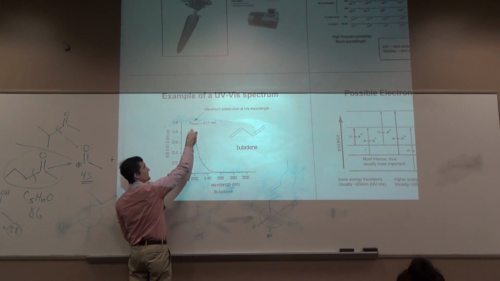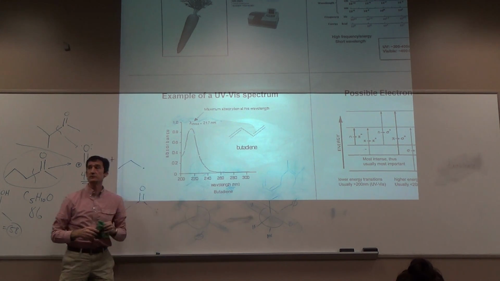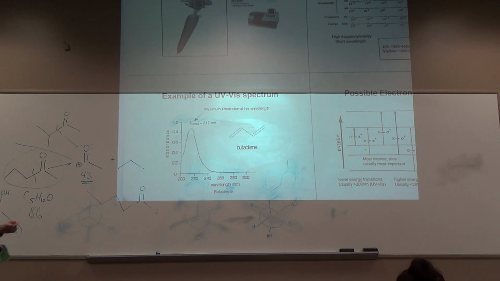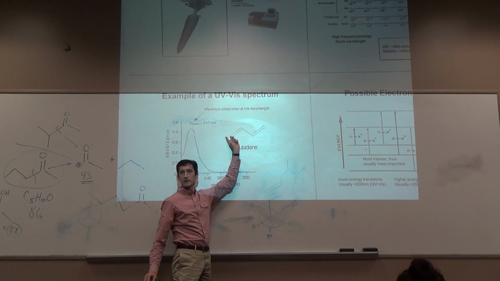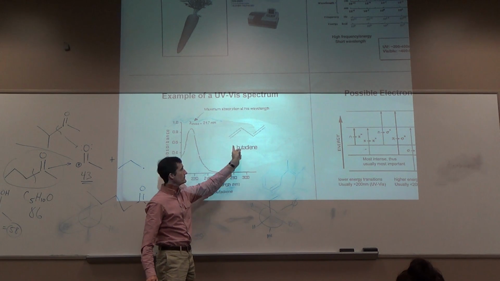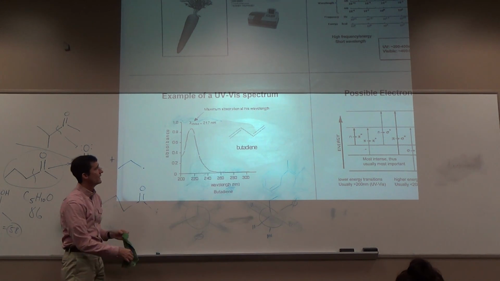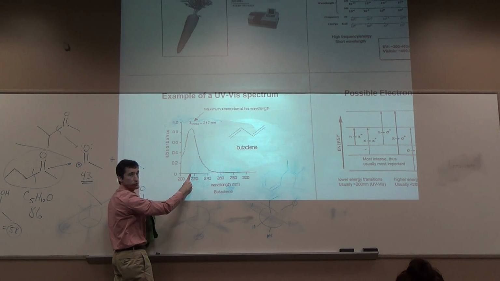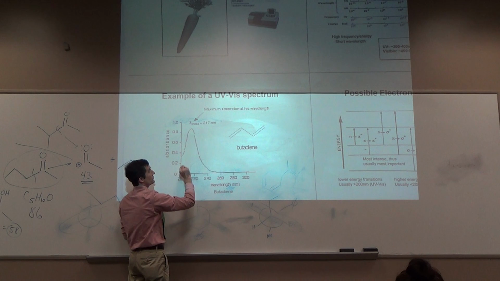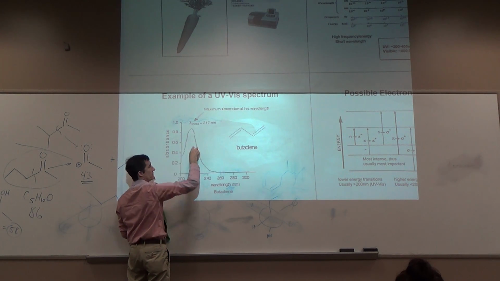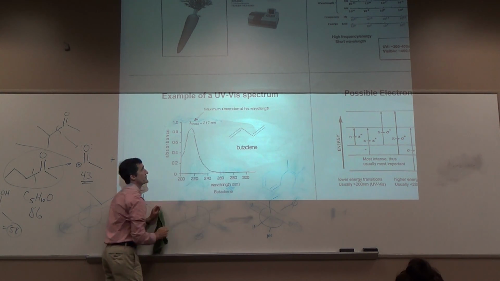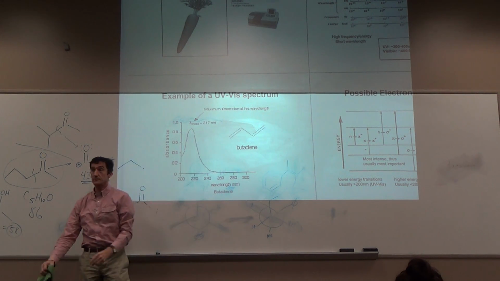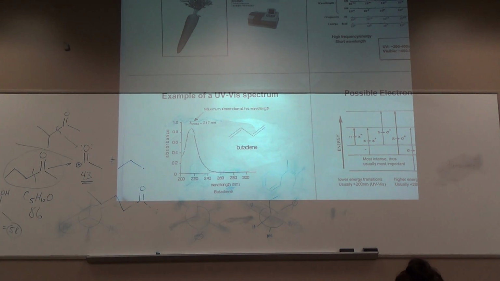What we see here is the main absorbance. It's called lambda max, the wavelength of maximum absorbance. For this compound, which is one of our dienes, 1,3-butadiene, the maximum absorbance is right here, which is, what is that, 217? 217 nanometers, maximum absorbance, and then it tails off. That maximum absorbance becomes a physical constant, like a melting point or boiling point. It's a piece of data that can be given for butadiene.